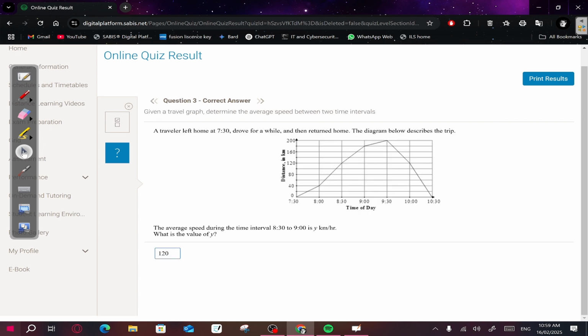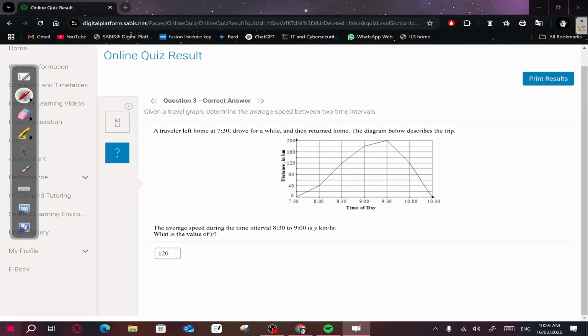The average speed, okay, the traveler left home at 7:30. Anything given here we can see from the graph, so I'm not gonna read it. The average speed from the time interval 8:30 to 9 is y kilometers an hour. What's the value of y? Okay, so first of all, a lot of you guys will put, since this is hours colon minutes, and this is also hours colon minutes, we need to change it to hours. Now, you guys should know how to change it to hours. You keep the hour, right?